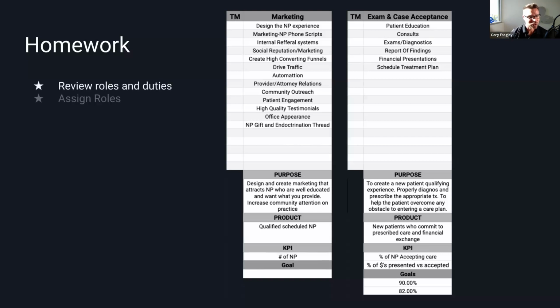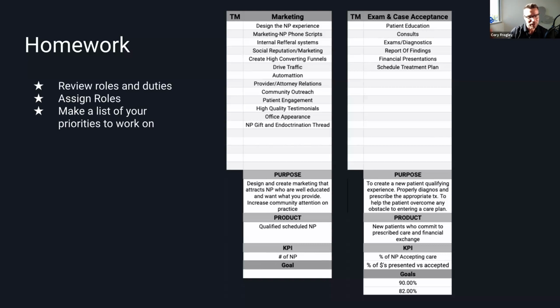So roles and duties, assign roles, make a list of your priorities to work on. You want to rate your practice on how well you're doing on each of these and get it done. You guys, when you've seen the most growth in your practices, that's because you've taken massive action. You have to take massive action by getting these systems in place.